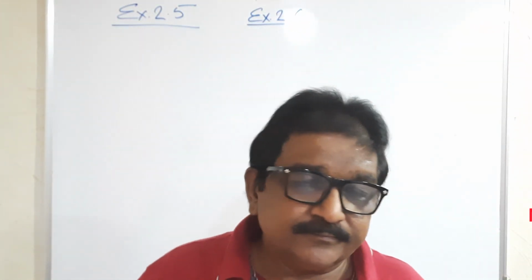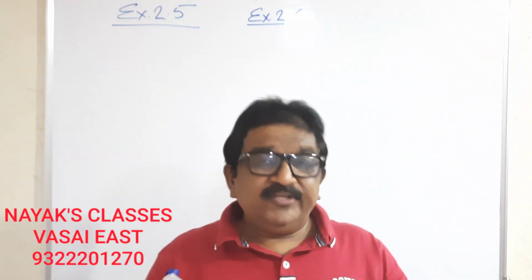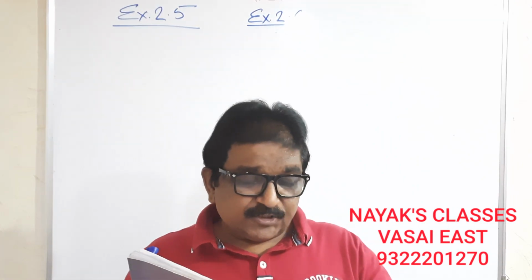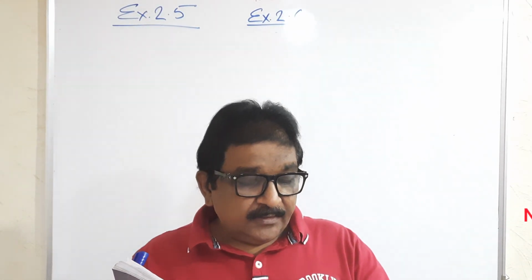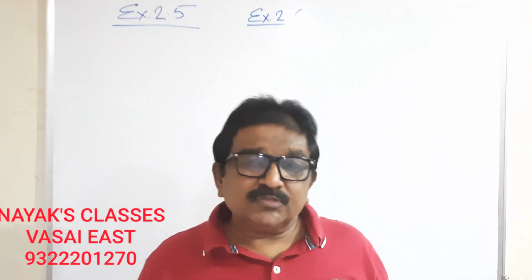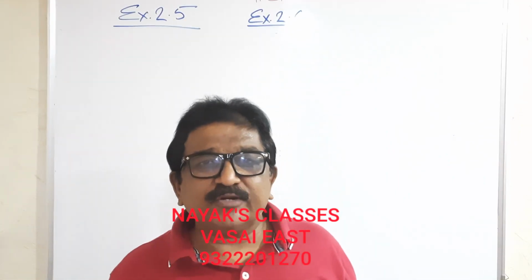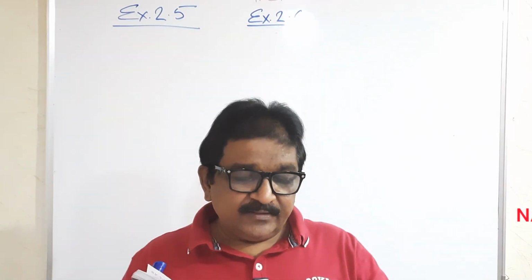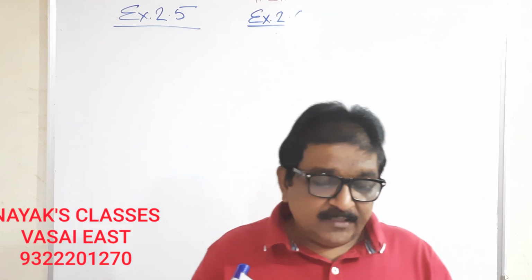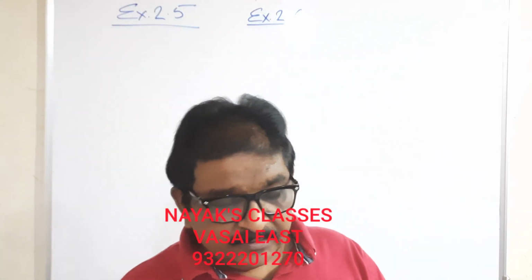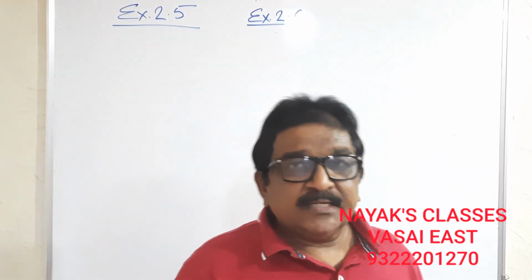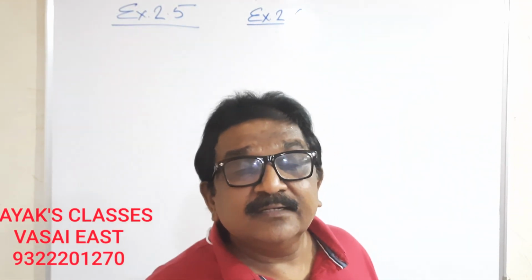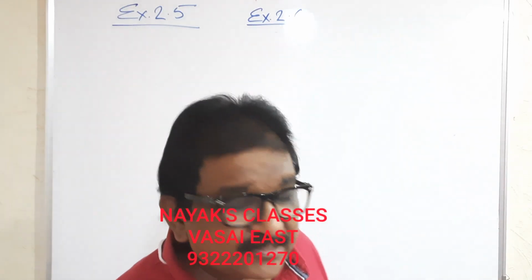We are studying the theory which is required for exercise 2.5. We have learned the nature of roots depending on the value of b square minus 4ac, that is delta. And now we are finding the relation between the roots of a quadratic equation and the coefficients.